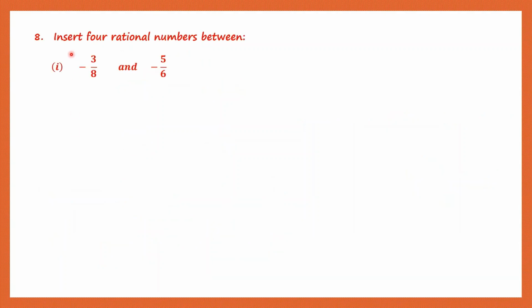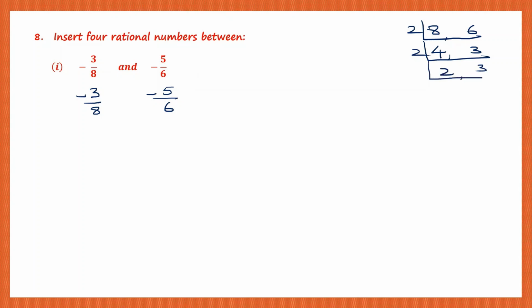Question 8. Insert four rational numbers between these two rational numbers. So let's write down the question first. Minus 3 by 8 and minus 5 by 6. First step is finding the LCM to make the denominators the same. So we have 8 and 6. Let's find the LCM using 2. 2 fours are 8 and 2 threes are 6. We continue. 2 twos are 4 and bring down 3 as it is. We continue with 2. 2 ones are 2. You bring down 3. Then we continue with 3, 1 and 1.